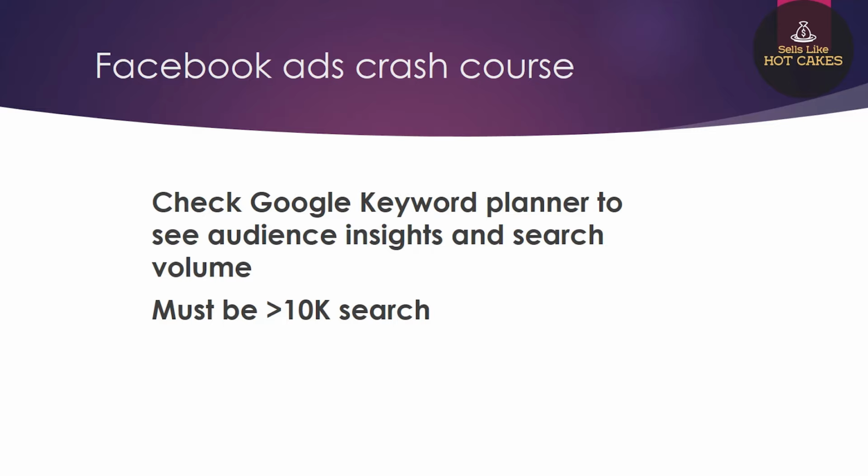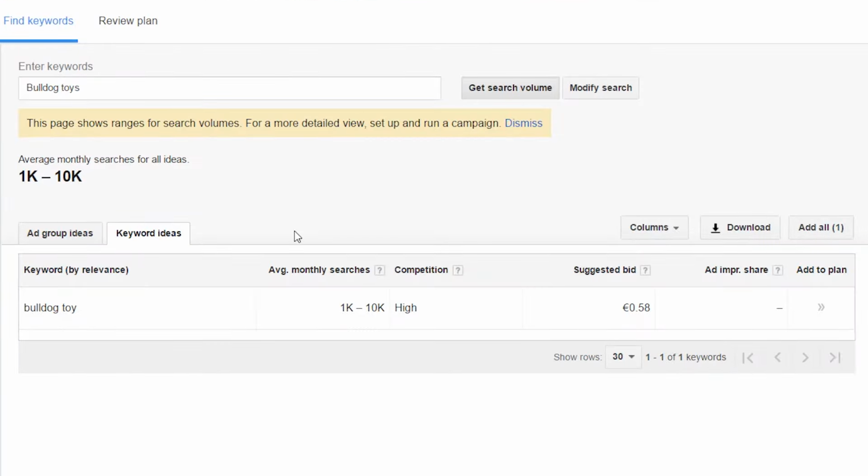Let's check it out. I go to Google AdWords and I go to Free Keyword Planner, and then I search for bulldog toys, and you can see it has from 1 to 10,000 searches per month, so you can see people are searching for this keyword, and on Google, you know they are in the buying mood. So if they're searching for this, it means they are buyers for this kind of product on Google, and it means that you can sell it on Facebook as well. I hope this makes sense.